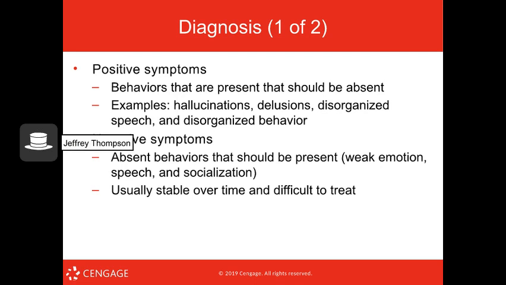When talking about schizophrenia, we split the symptoms into positive symptoms and negative symptoms. Positive symptoms are things that are present that shouldn't be there, so they're adding things. Negative symptoms are things that should be there but are now gone or disorganized. Positive symptoms are things like hallucinations, delusions, disorganized speech, and disorganized behavior. Negative symptoms are things like flat affect, that weakened emotion, lack of speech, lack of interest in doing things, lack of socialization. Negative symptoms tend to be stable over time, and they sometimes tend to be difficult to treat.